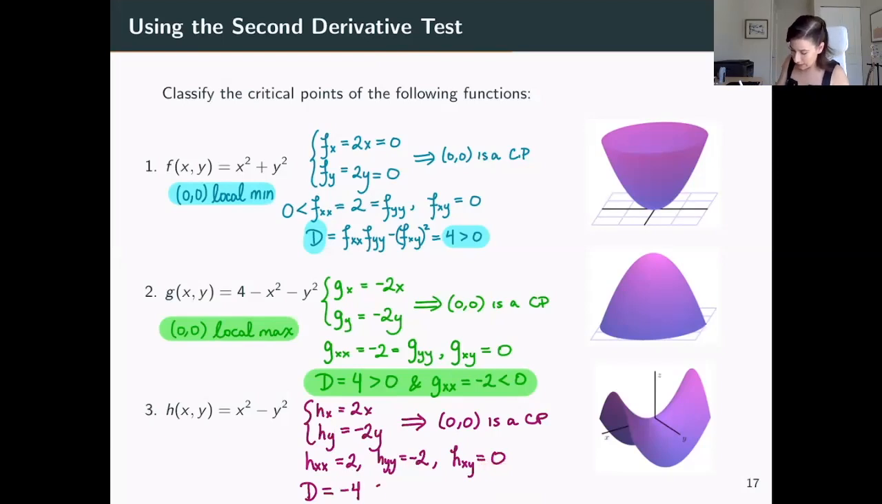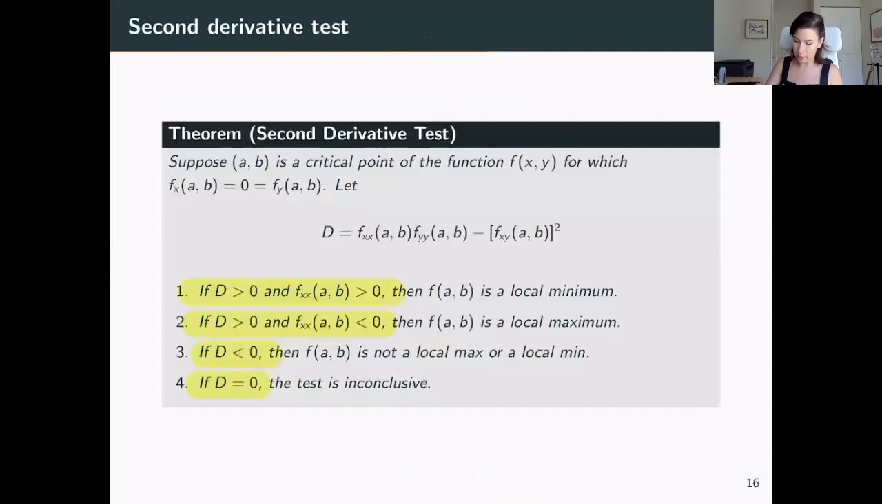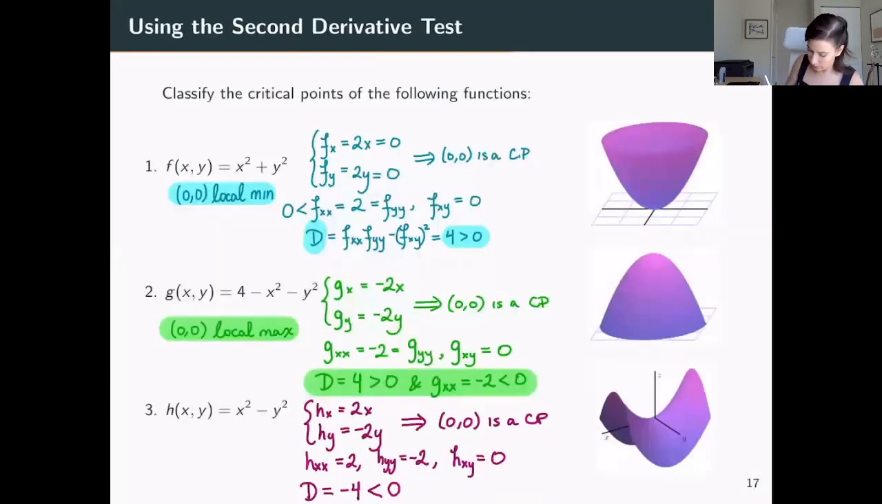Now, immediately seeing that I get a negative value for D means that I don't care about what happens with h sub xx. By getting that negative D value, according to our second derivative test, we know that we do not have a local max or a local min. So in this case, (0, 0) is not a max or a min. What we call this is a saddle point.